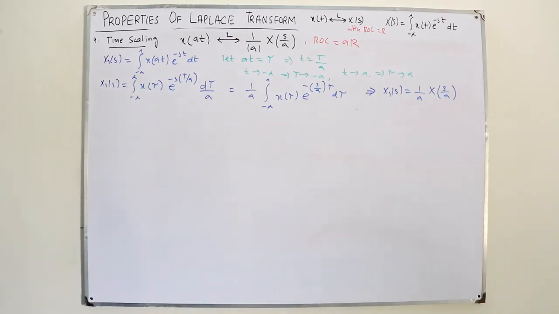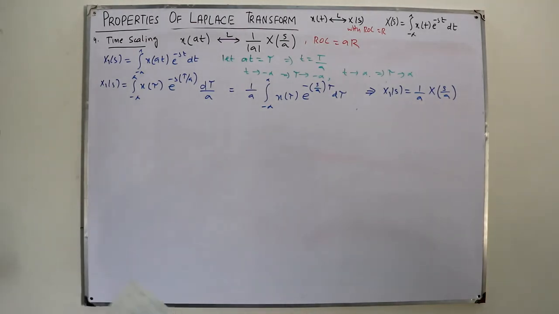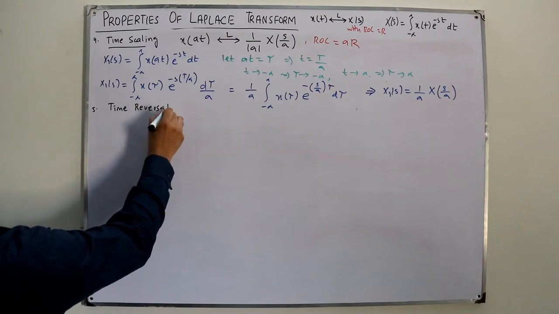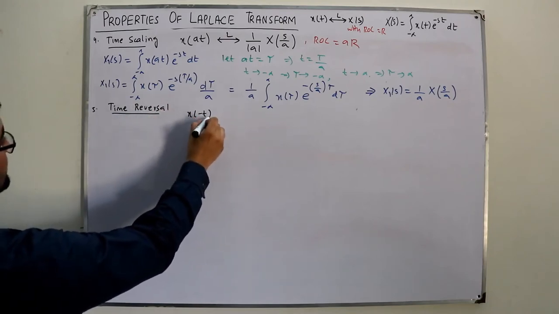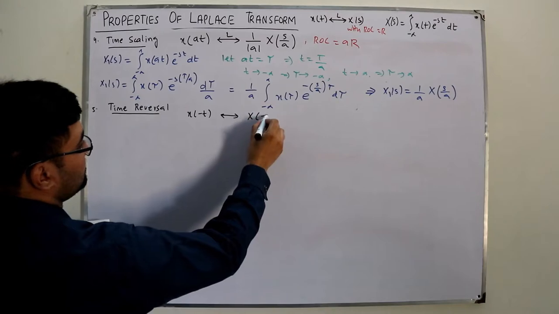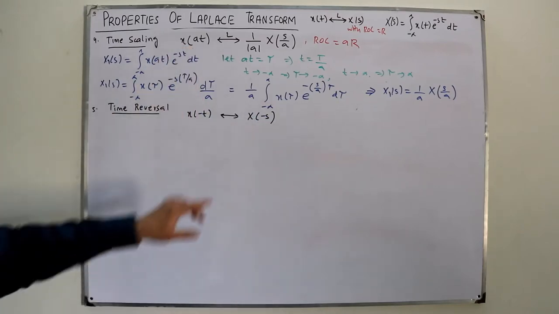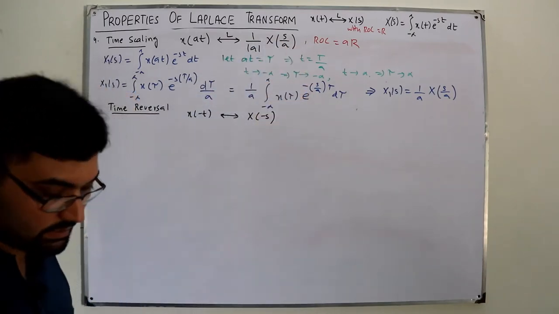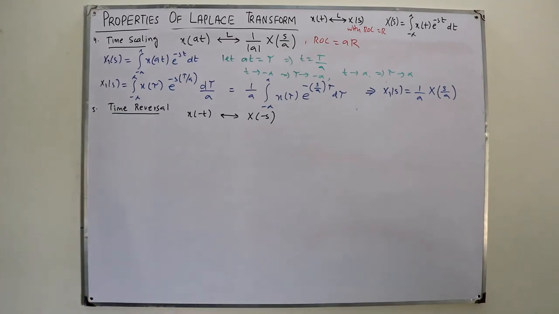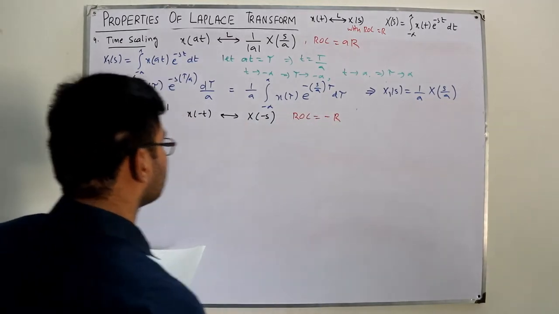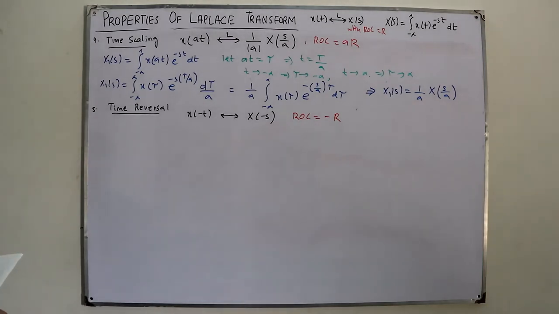Anyways, the next property, the time reversal property, which is property number 5. Time reversal. If you have x of minus t, you would have X of minus s. This is a special case of time scaling. So for negative 1, the absolute is again 1, and you have an X of minus s. The ROC would be a times R, so the ROC is negative of R. Isn't it like this? It is.